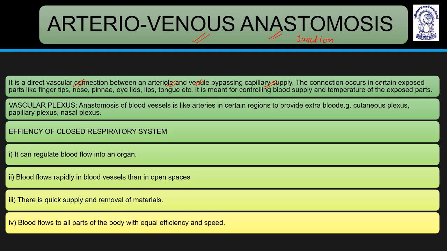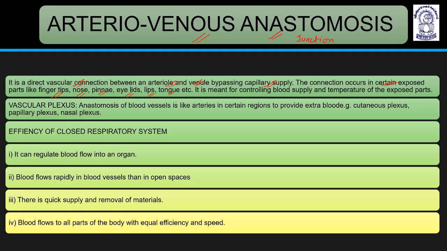The connection occurs in certain exposed parts like fingertips, nose, pinna, eyelids, lips, tongue. I mean, all the extremities of the body have this arteriovenous anastomosis. As the capillary bed is bypassed, they are not going to form a distinct structure like capillaries.